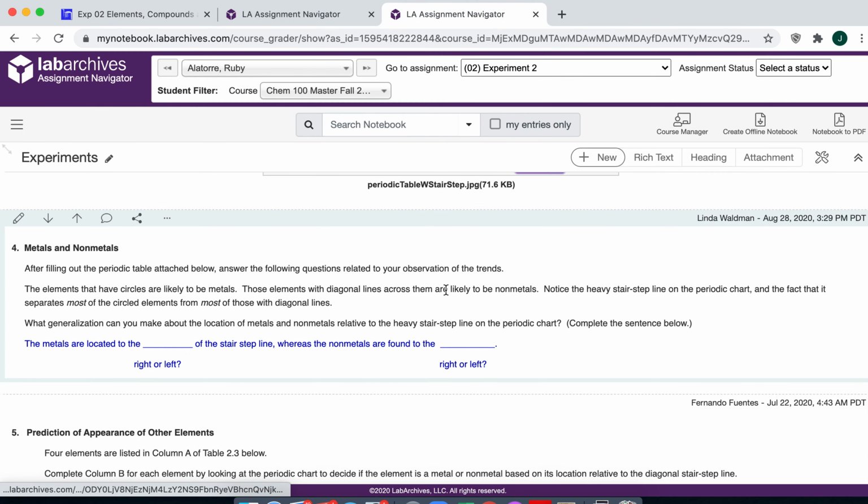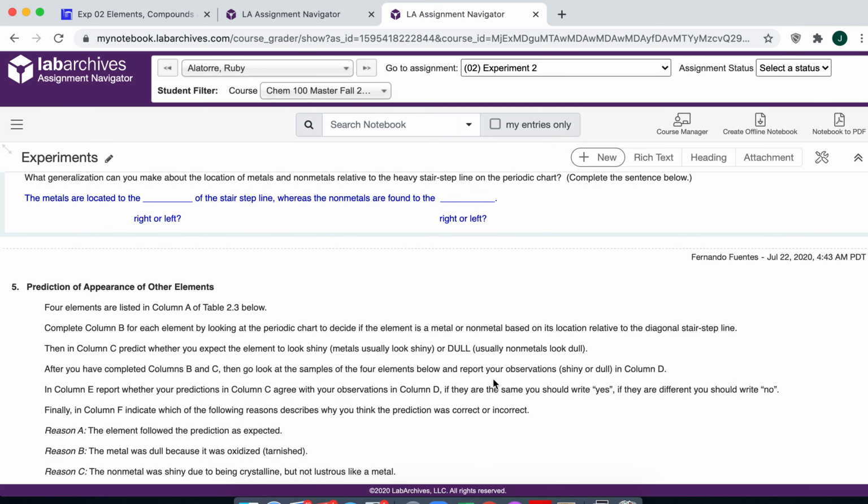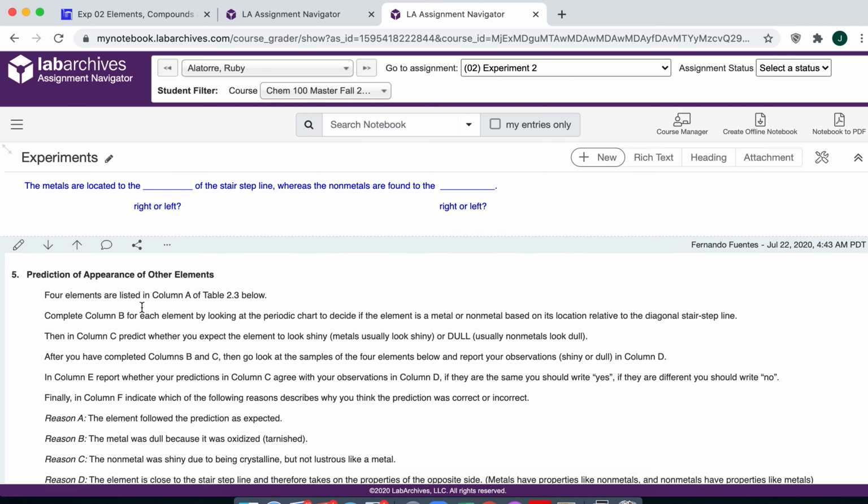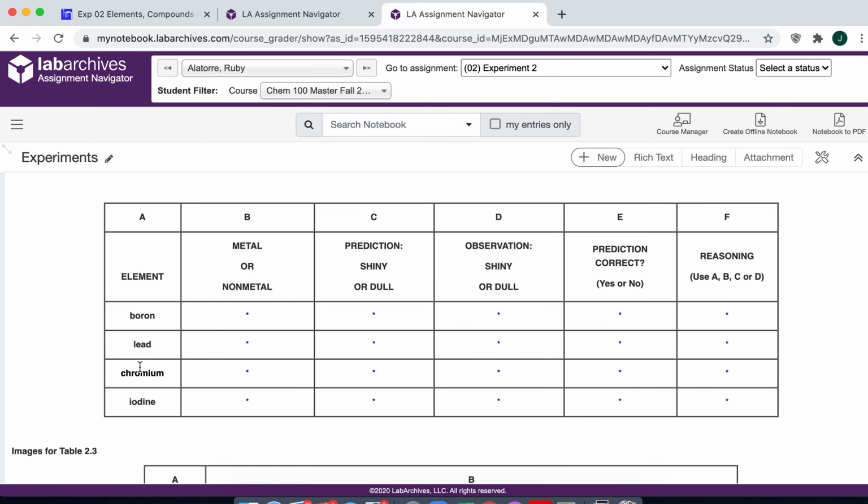Right. So move to the next part, metals and non-metals. Based on your annotations, you need to find out the location of the metals. Is it to the right or to the left of the step line? So you pick one. Same thing with non-metals, right or left of the step line. Pick one, right or left. And prediction of appearance of other elements. So based on your understanding of the difference between metals and non-metals, you will do some predictions.